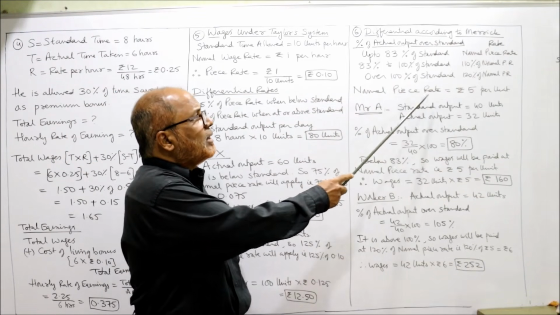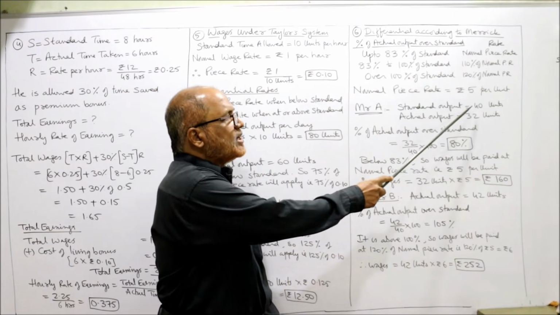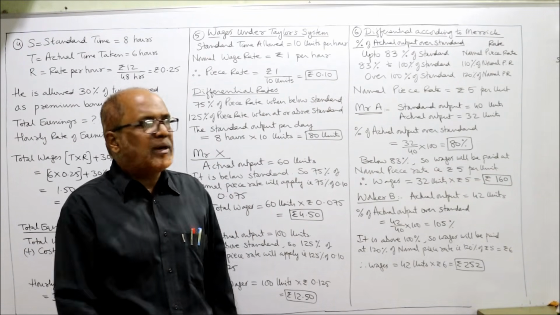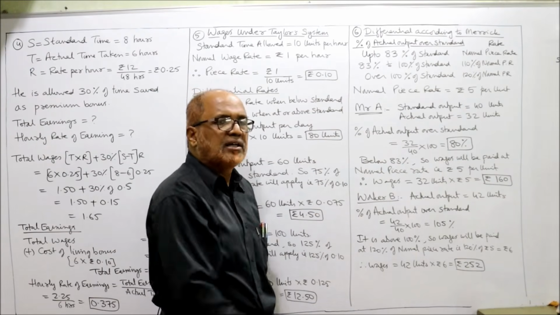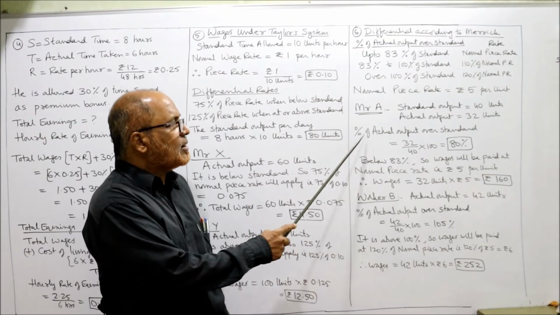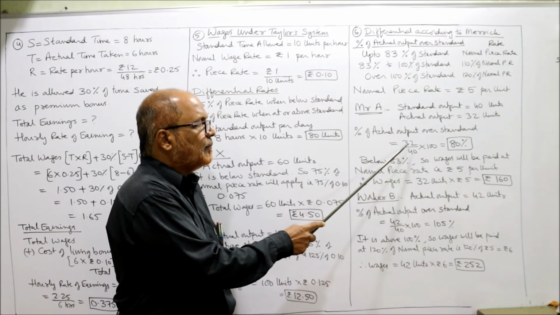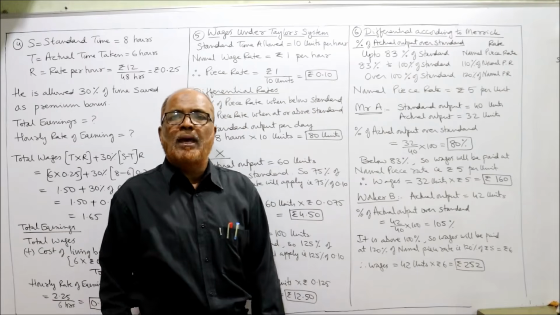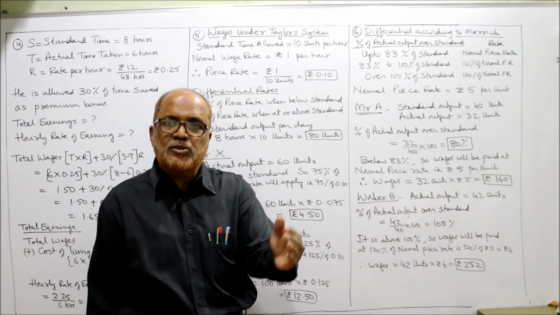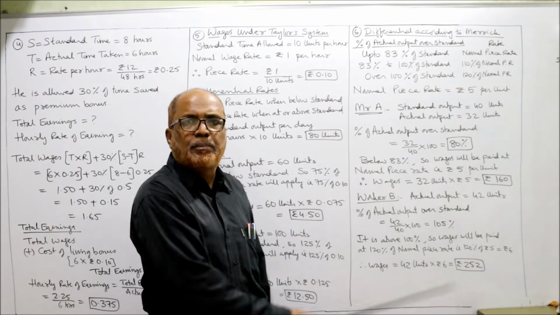These are the 3 piece rates specified by Merrick. Now we will check. Normal piece rate is 5 rupees per unit, given in the problem. Now Mr. A, the standard output is 40 units given in the problem. Per week 40 units have to be produced, but Mr. A has produced actual output of 32 units. What is the percentage of actual output over standard? Actual output 32, standard output 40. 32 by 40 into 100, 80%. Mr. A produced only 80% of standard output. That means below 83%, so he will be paid wages according to normal piece rate.